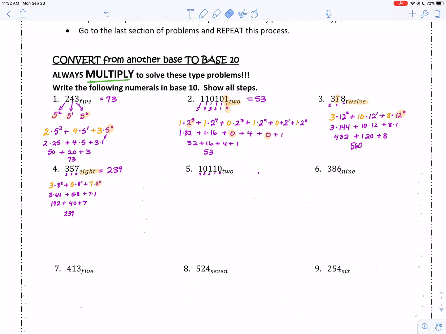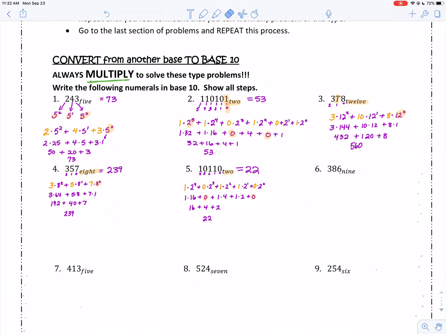Number 5, we go all the way up to 2 to the 4th power. We write all those out, and we keep simplifying. Notice you do not have to put in the zeros, but I would suggest doing that at least at the very beginning for your students. And you keep simplifying until you get down all the way to 22. Pause again and work number 6.